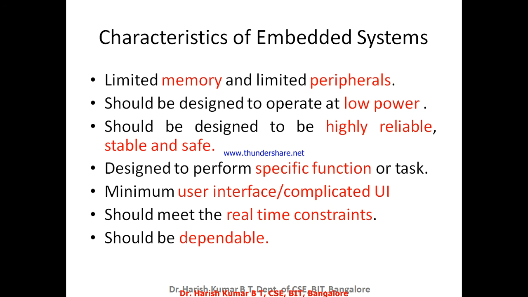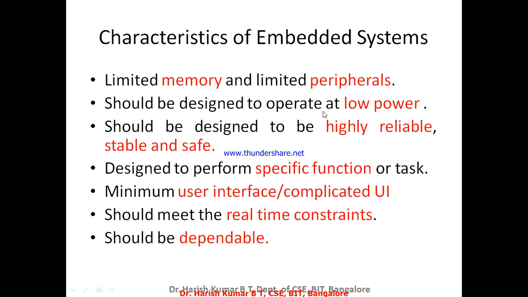There are a few important characteristics of embedded systems that distinguish them from general computer systems. The first important characteristic is limited memory and limited peripherals. The embedded system has limited memory and limited peripheral devices. That means they cannot operate with too many peripherals; they can operate with fewer peripherals at a time. This is one of the important design characteristics of an embedded system.